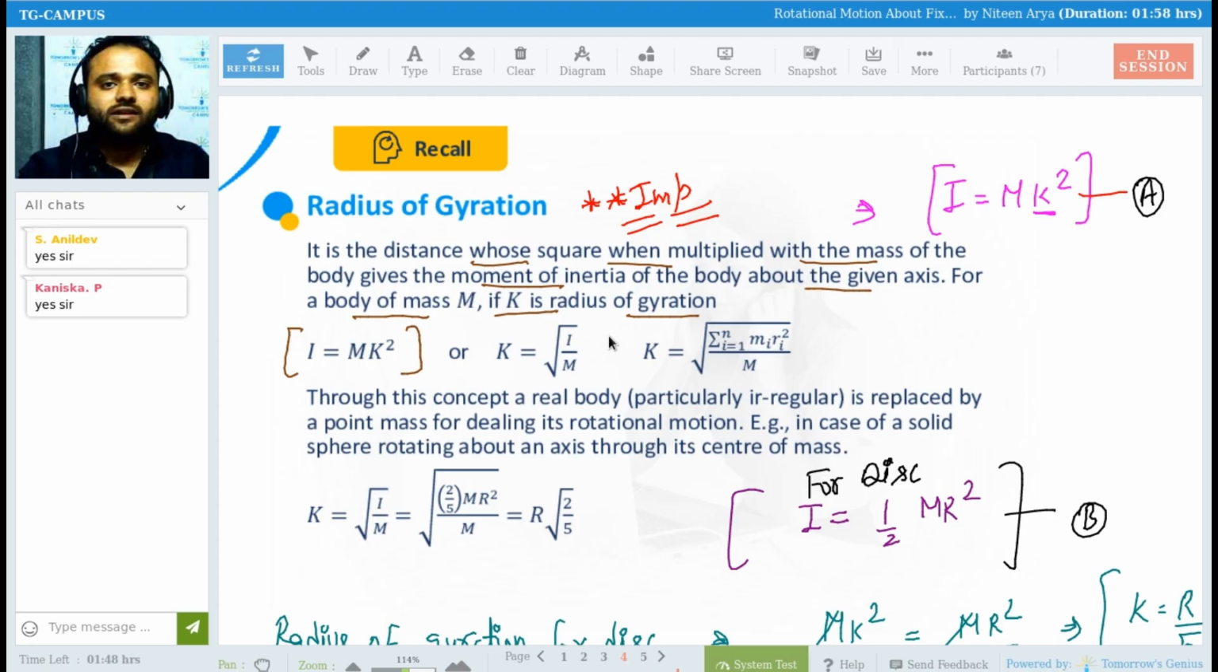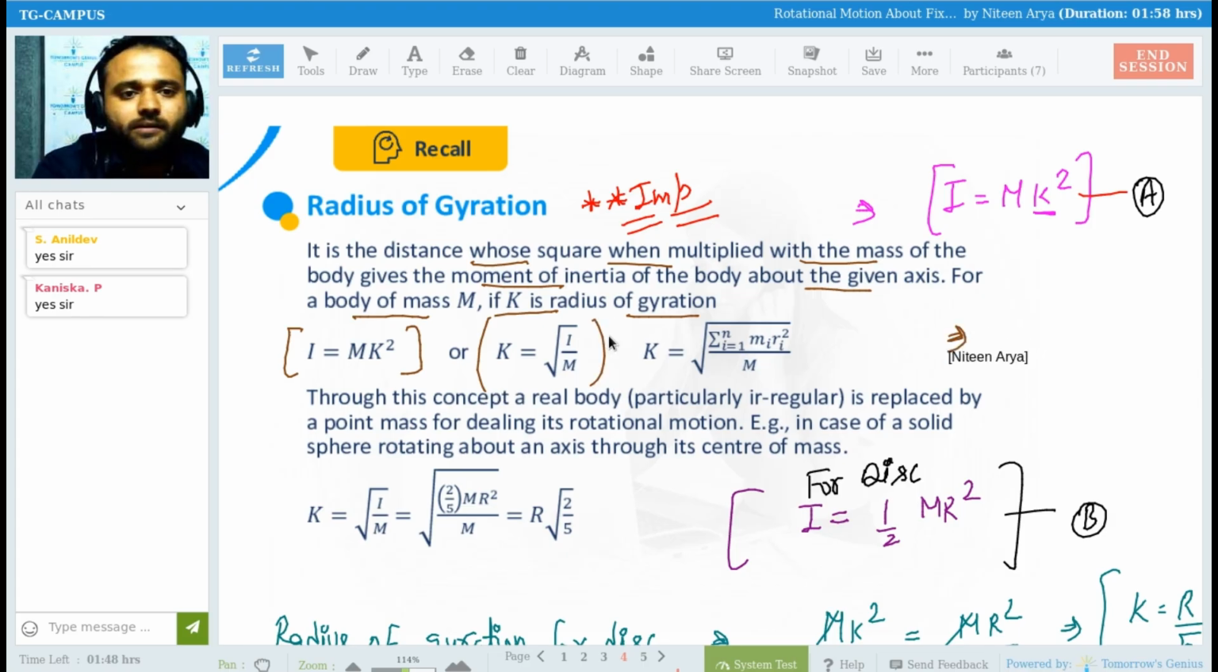So in the reverse language, it is written over here. It is the distance from the axis. So when I square this distance and multiply it with the mass of any particular shape or any particular kind of rigid body, I can get the moment of inertia. Is this clear? So in general, k is nothing but the square root of I by m.